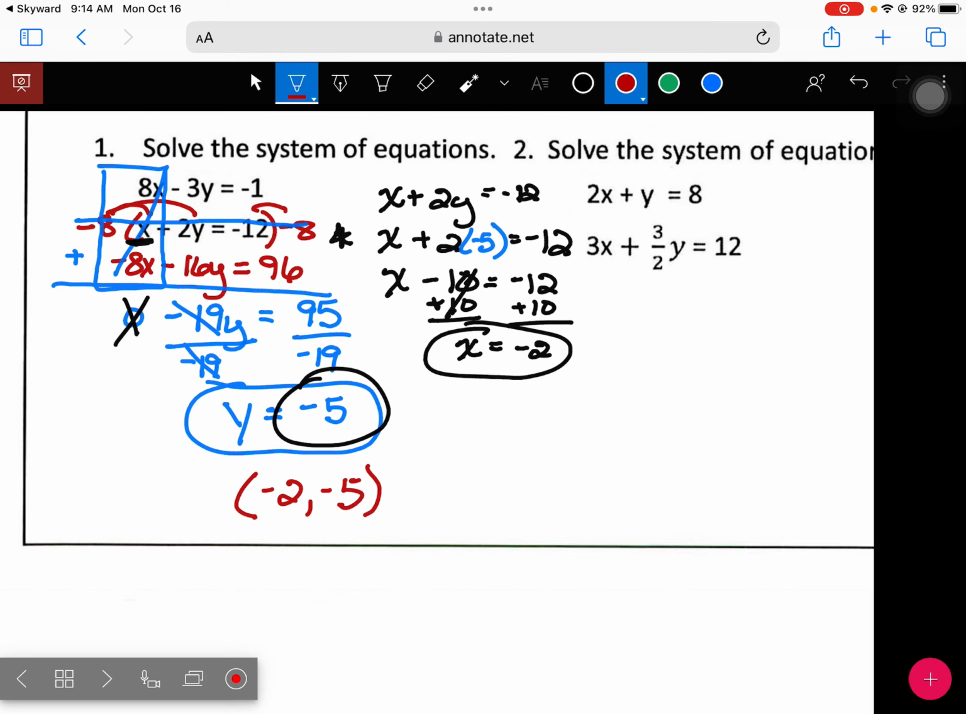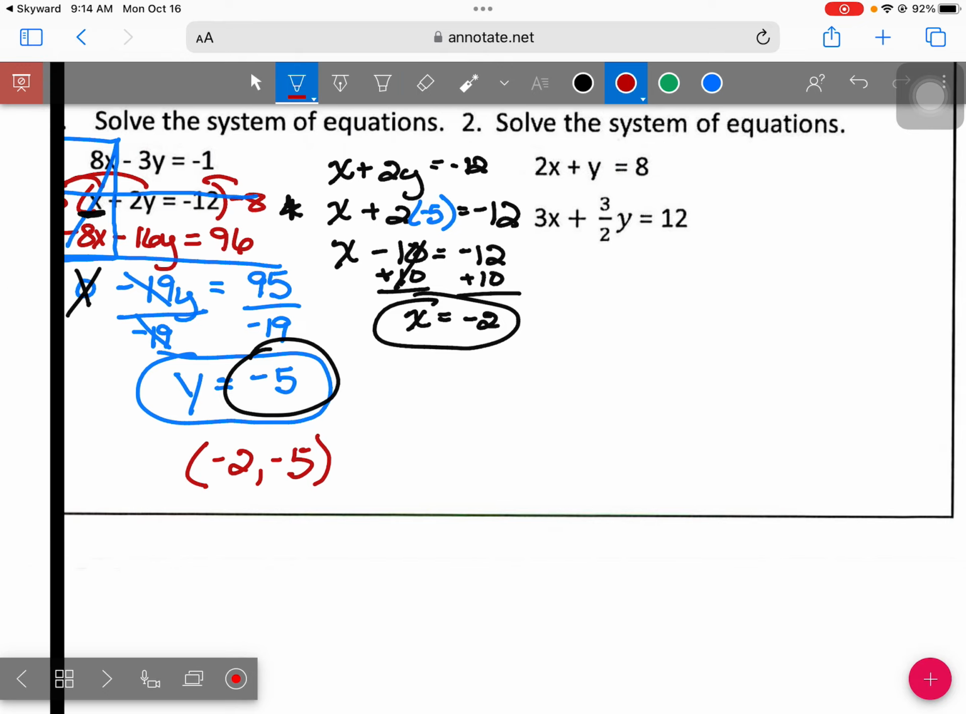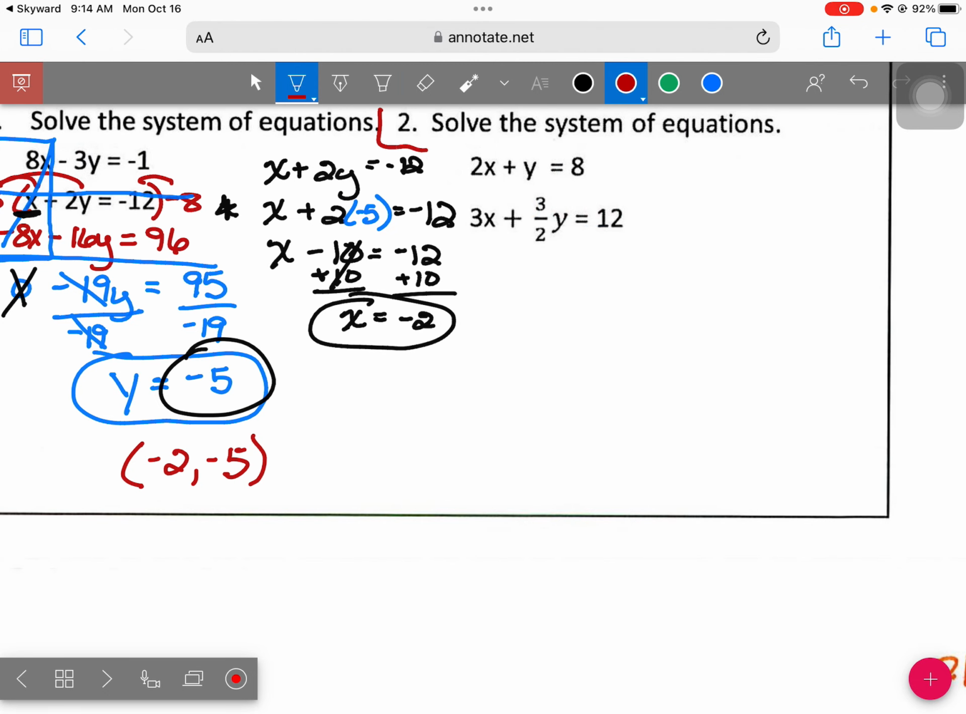All right, number 2. Solve the system of equations. Well, we got 2x plus y equals 8. We got 3x plus 3 halves y equals 12. What do you want to try here? Okay. You want to try to eliminate the x's? Okay.